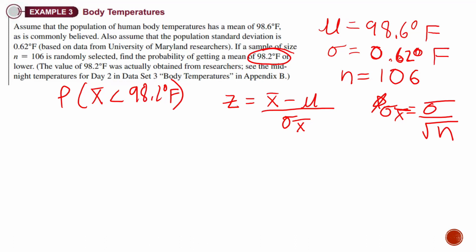Hope you know how to use the square root on your calculator. I think you've done it before. So let's see, X. The standard deviation of the population is 0.62.